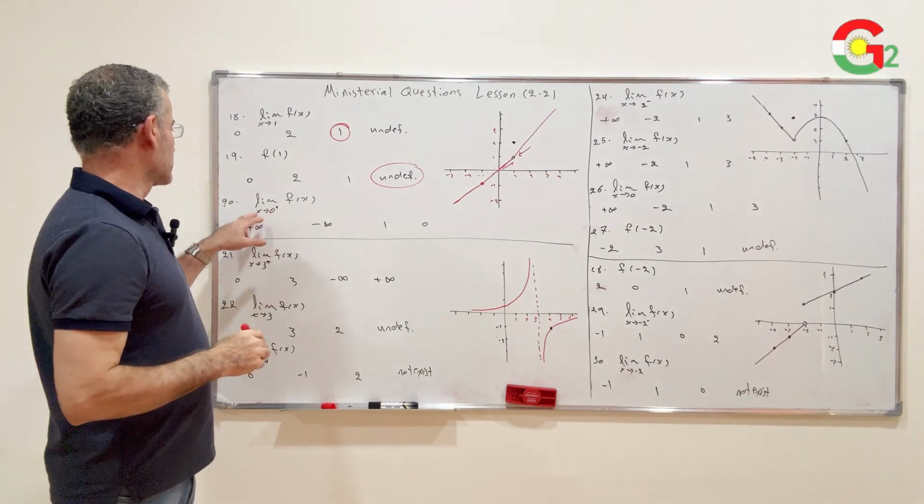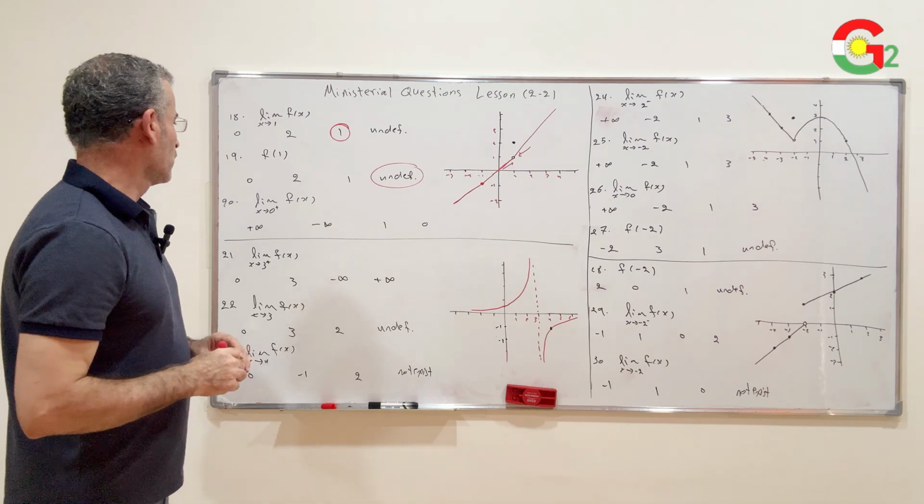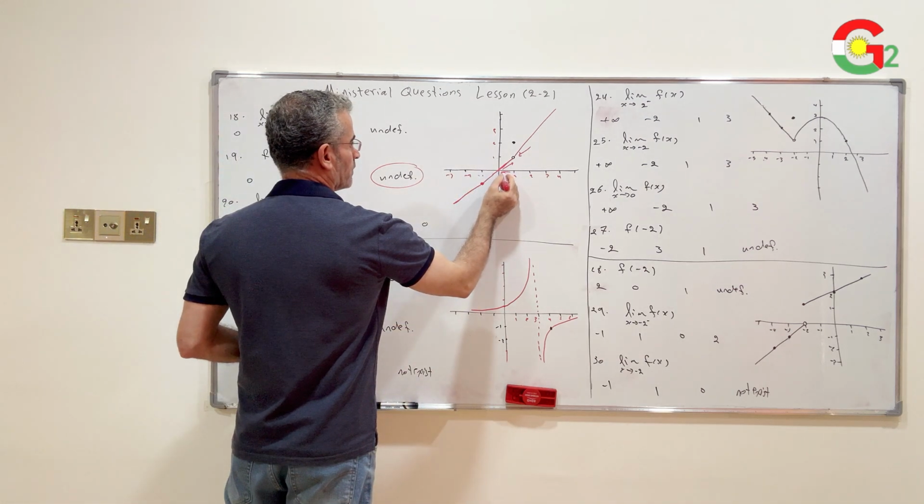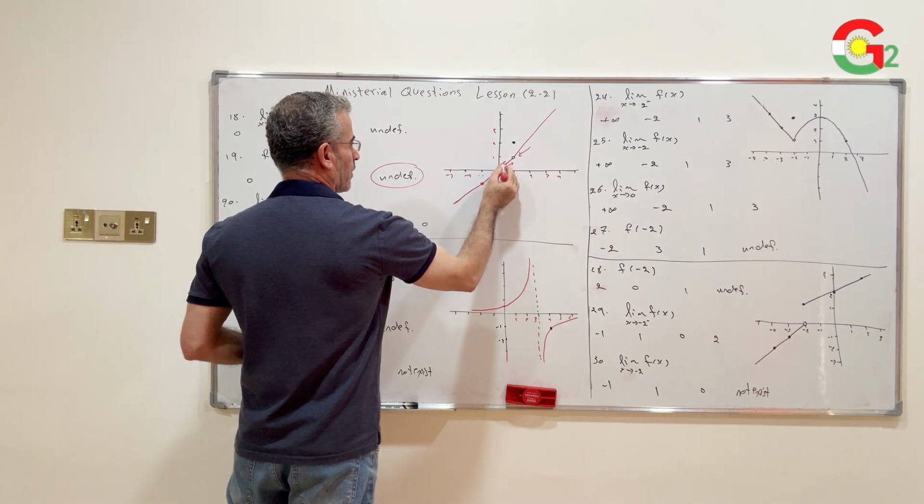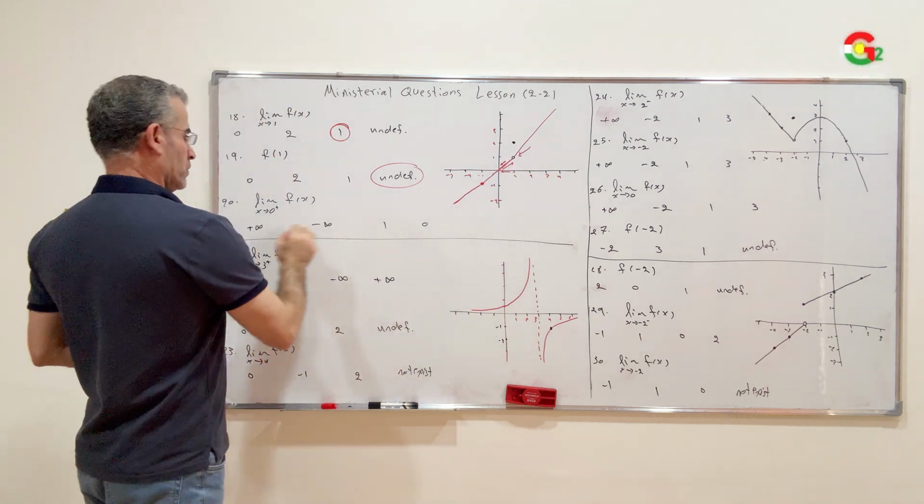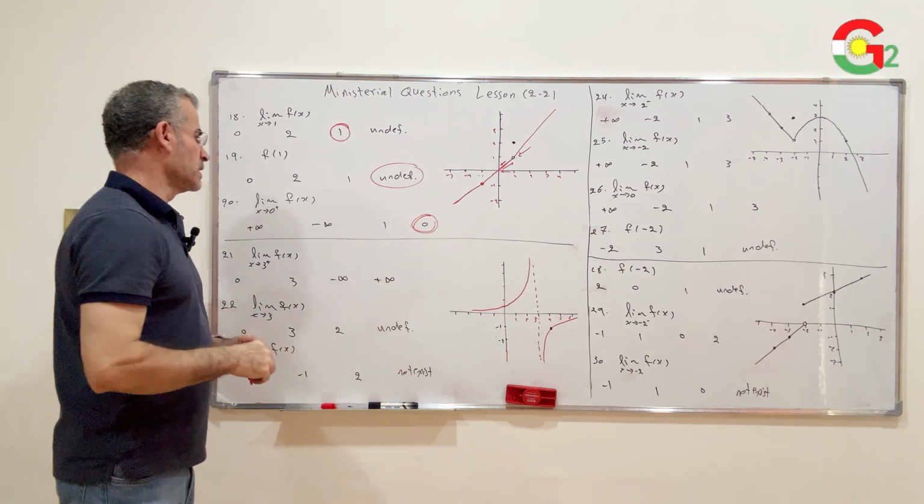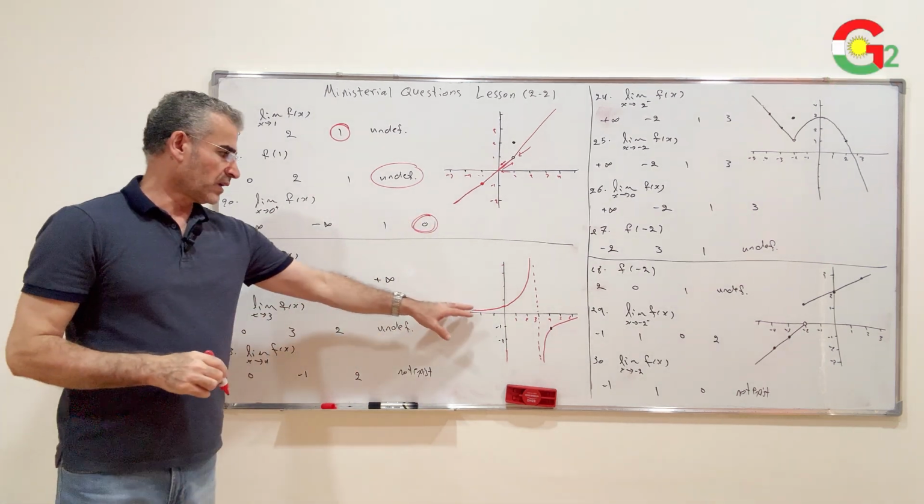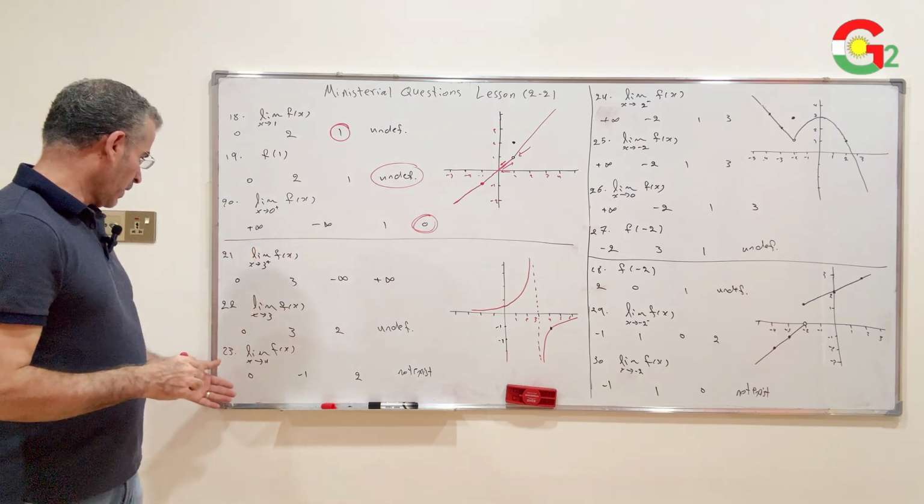Limit f of x when x approaches 0 from right. This is 0, this is the right of 0. When x approaches 0 from right, f of x also approaches 0, then the right choice is D. Use the given graph to answer questions 21 to 23.